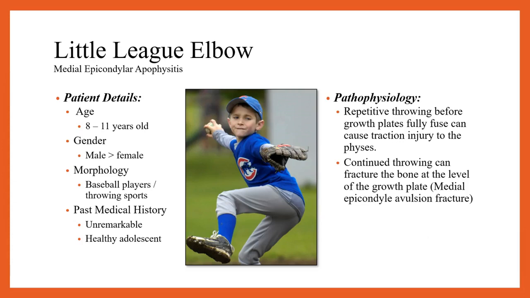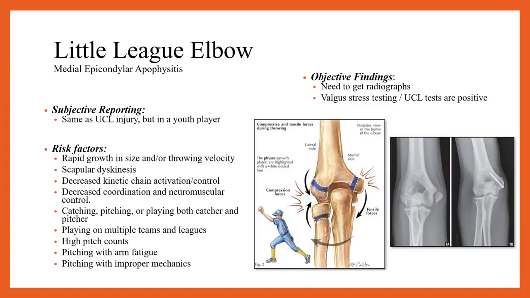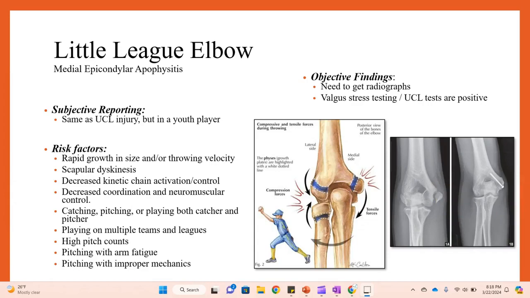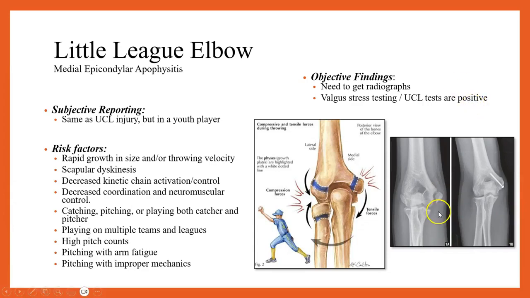In the worst case scenario, if these little kids keep throwing through pain, they can have an avulsion fracture and that growth plate can pop off and they may need a screw. And you'll see a picture of that later on from a surgical standpoint. So when we're thinking about Little League elbow, there are some risk factors. I want you to memorize those risk factors at the bottom left of the screen. And on the right side of the screen, you can see the picture of the fracture here. The growth plate has popped away from the humerus and they need to take a screw and screw that back on.